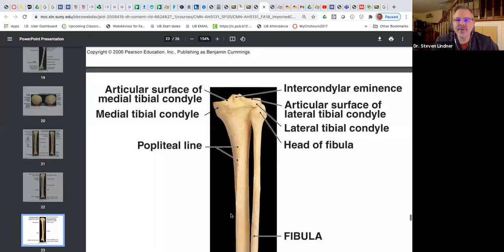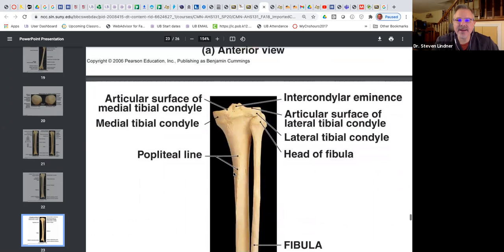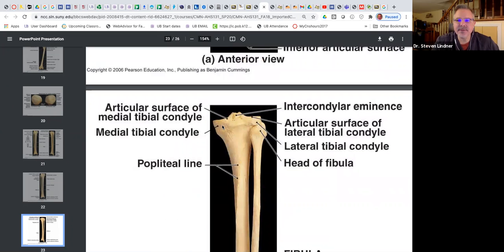Let's look at the posterior surface, right? So we're looking at the posterior view of the leg. And again, there's the medial and the lateral condyles. Here's the fibula and the head of the fibula. This is called the intercondylar eminence. This little point right here, that's the intercondylar because it's between the medial and lateral condyle. So it's intercondylar eminence.